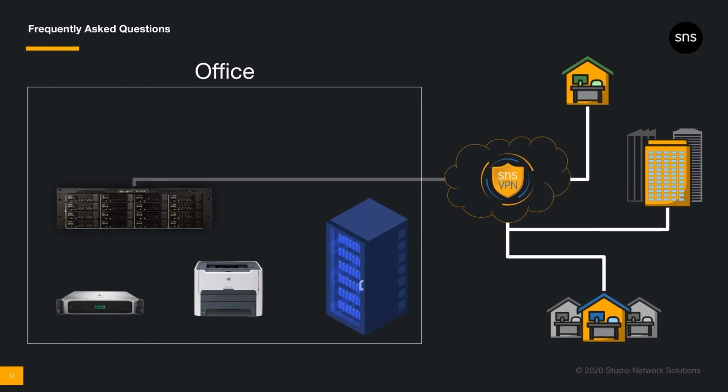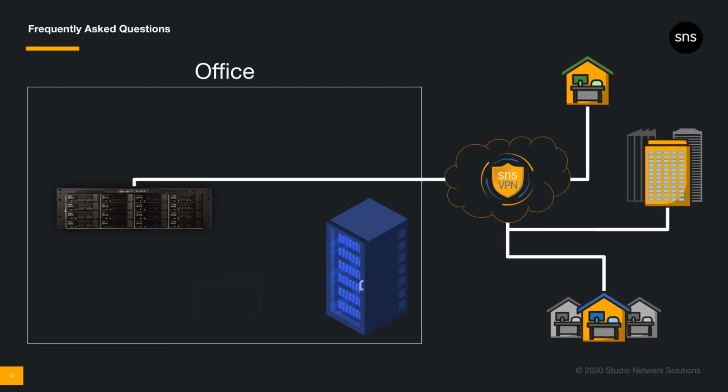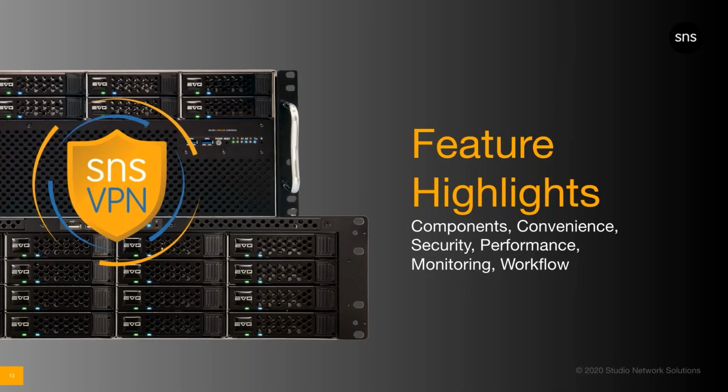Second, your Evo joins SNS VPN as a secure client, the same way your remote editors join your SNS VPN instance. And this is an important difference because the only thing in your office that SNS VPN is enabling connectivity to is your Evo, leaving the rest of your office network isolated. And this is an overall more secure approach, closer to a zero trust model.